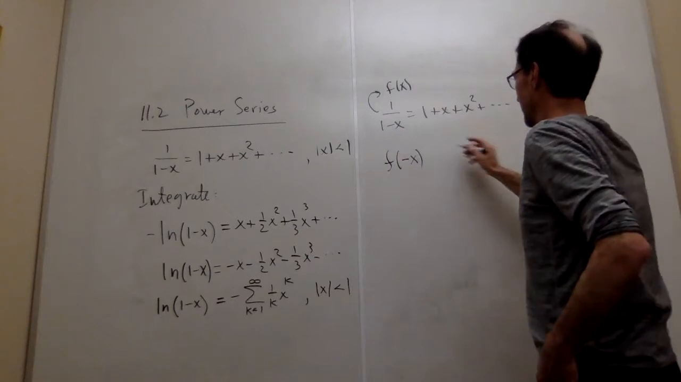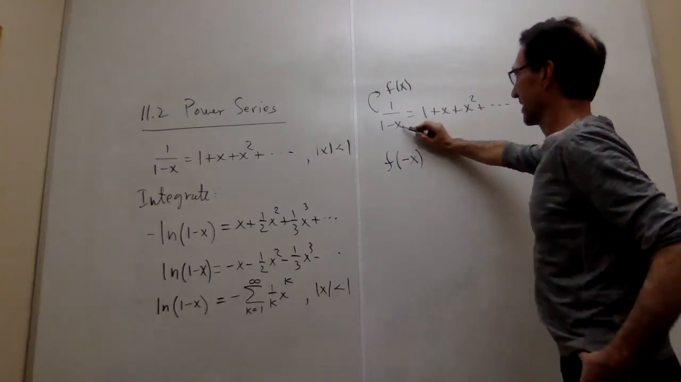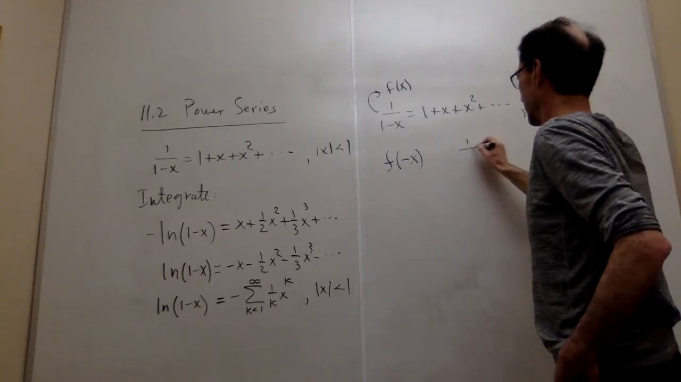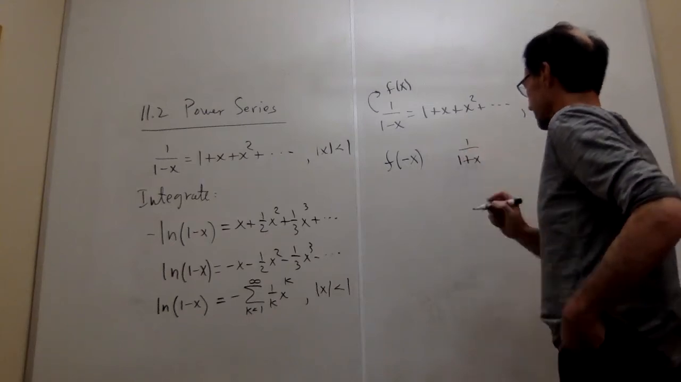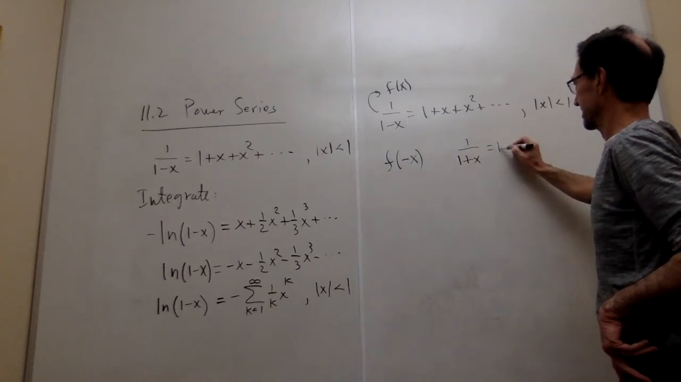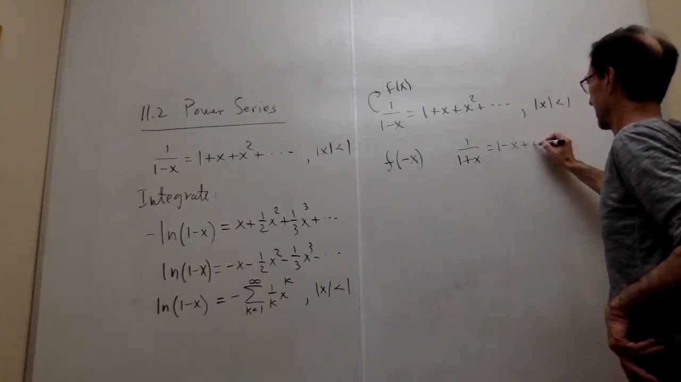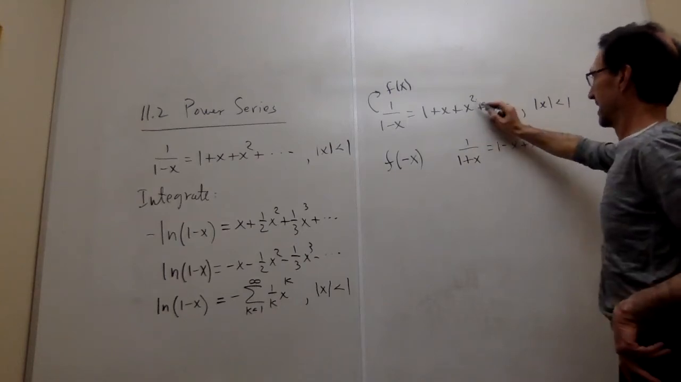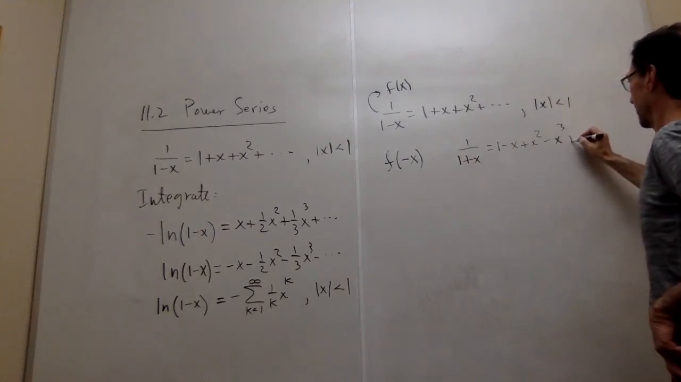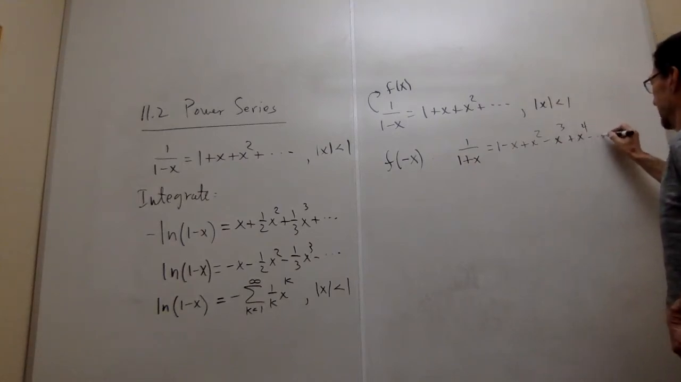On the left-hand side, if you plug in minus x for x, we're just going to get the function 1 over 1 plus x. And on the right, we get an alternating series. The minus sign gets squared away, then it shows up on the cube, and then it goes away on the fourth, and so on.